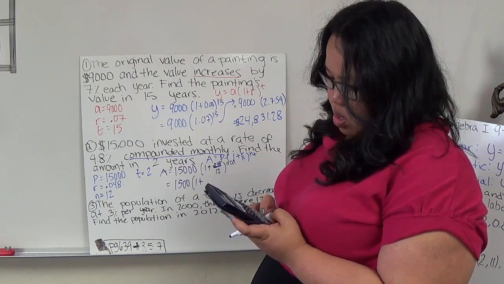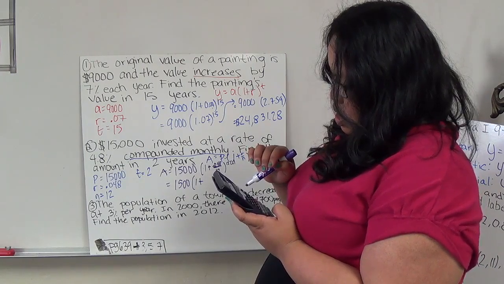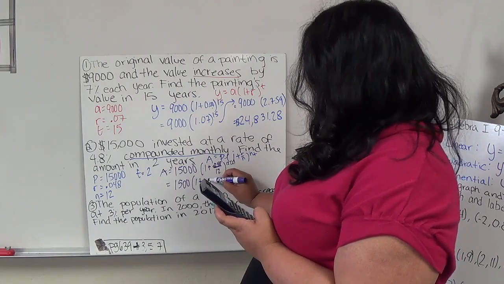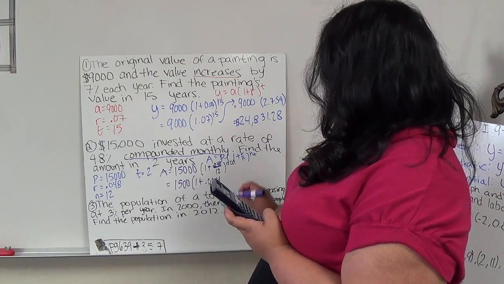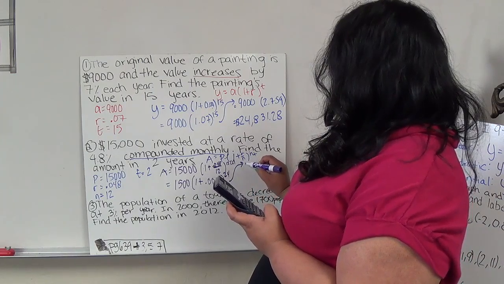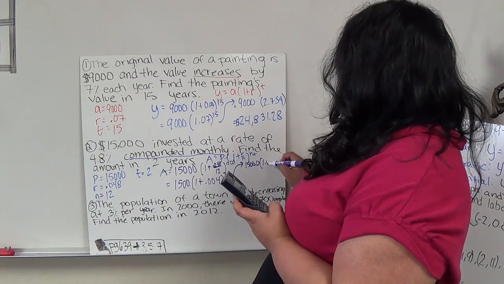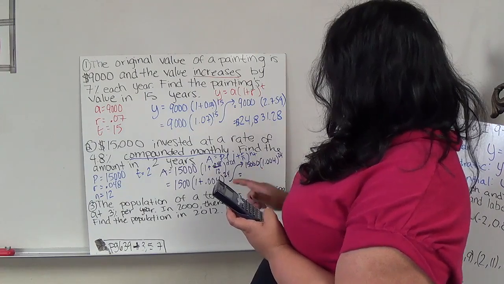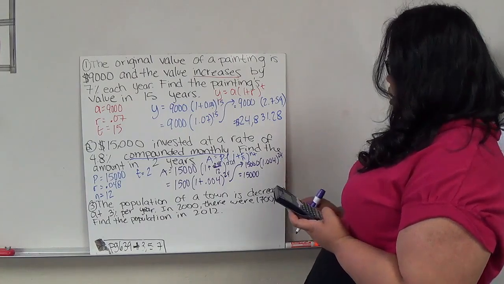0.048 divided by 12 is 0.004. And then 12 times 2 is 24. So that gives us 1,500 times 1.004 to the power of 24. So then, let's see what that gives us. We're going to do this next. And we're going to multiply 1,500 last, guys, okay?